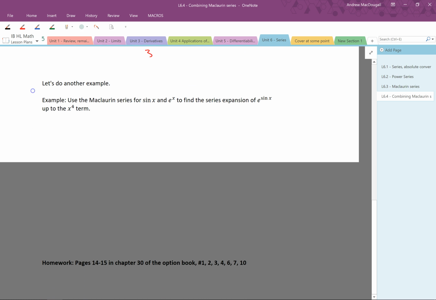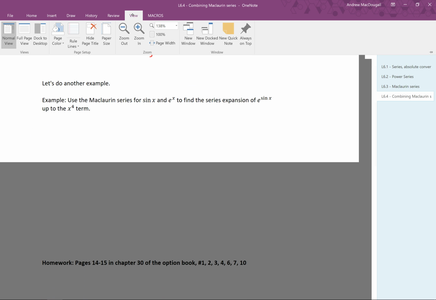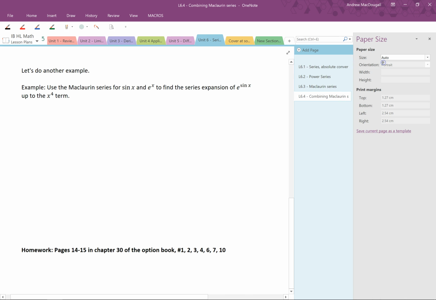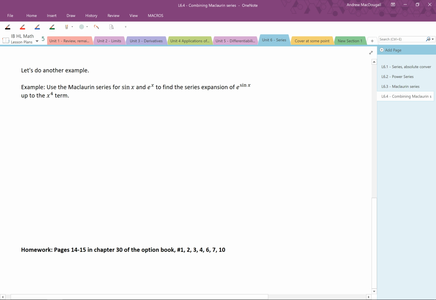Let's do one more. Let's do the Maclaurin series for sine of x and e to the x. Let's use our knowledge of those to make a composite function of e to the sine x. Let's recall up to the x to the fourth term. They don't need to go forever. Let's see, e to the x, we remember that's this, factorial, and so on. And sine of x, this is the odd powers of x, is how you should remember it.